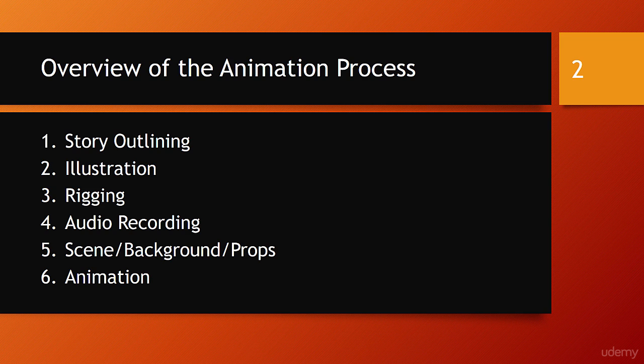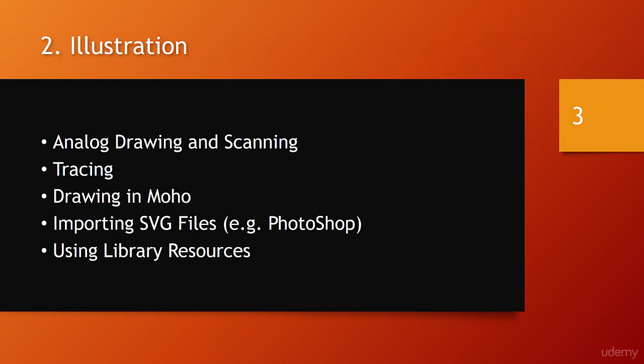And then finally, you make it to the animation part, which is where you move the rigged characters around a scene, a backdrop with props, and have them interact with their environments, and multiple characters interact with one another. Now, I want to take a more detailed look at each of these steps after storytelling.